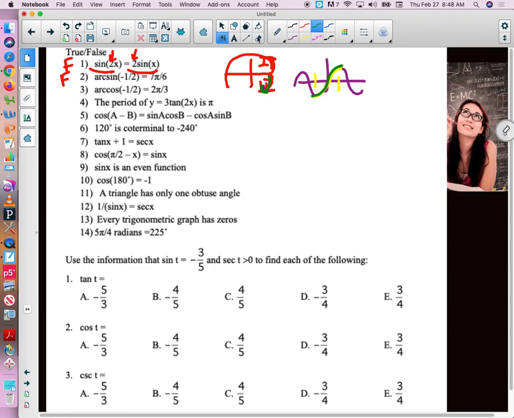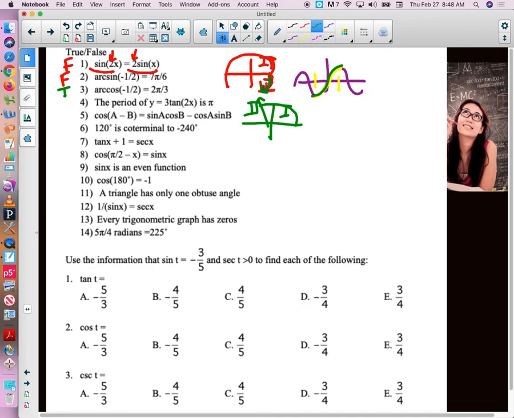All right, arc cosine of -1/2 is 2 pi over 3. Where can arc cosine come from? Quadrants 1 and 2. Would you find -1/2 in quadrant 1? No, you'd have to venture into quadrant 2. At a 60-degree angle, we have a truth.